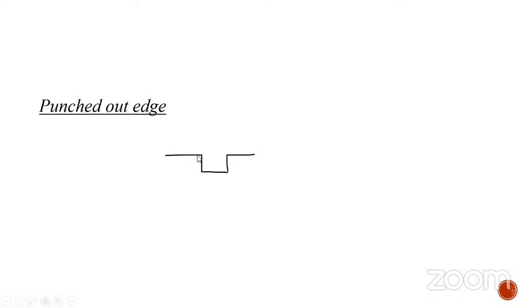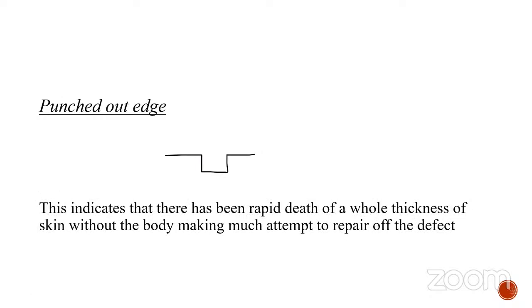So in a punched out edge, you can see that the edge is almost perpendicular to the floor of the ulcer. This indicates that there has been rapid loss of the whole thickness of the skin without the body making an attempt to repair the defect. Here, the body is not at all trying to repair. In the first image, in a sloping edge, we saw that the ulcer was trying to heal from the center, whereas in the case of an undermined edge, we saw that in the deeper planes there is no healing tendency, whereas the periphery was trying to heal. Whereas in a punched out edge, there is no healing process either at the level of the subcutaneous tissue, the deeper tissues, or the epidermis.